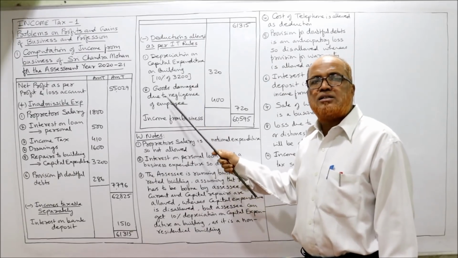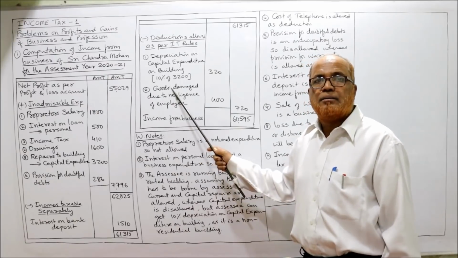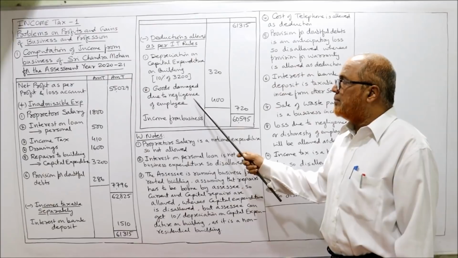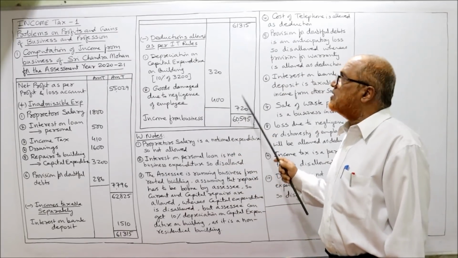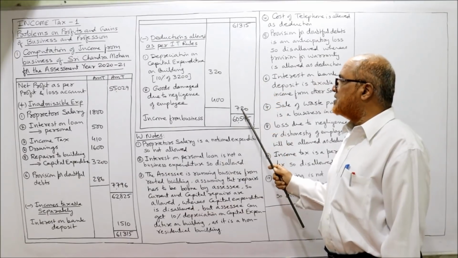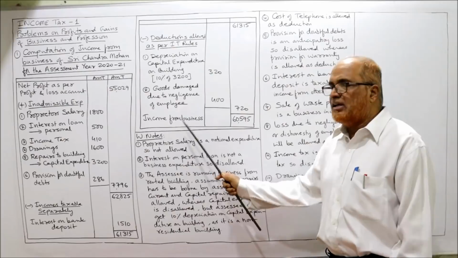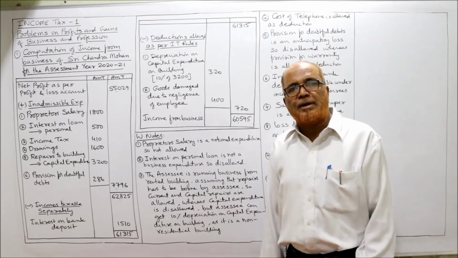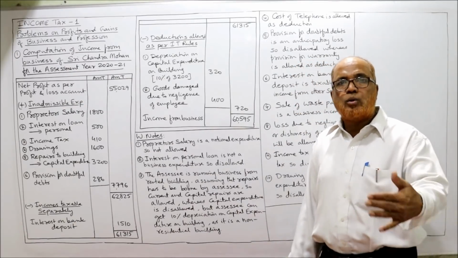So these two expenditures are not debited to profit and loss account. Now we are deducting because it is allowed as per IT rules. So goods damaged due to negligence of employee 400. Take the total 720. Subtract 720. 61,315 minus 720, 60,595. 60,595 is income from business according to Income Tax Act. That's it. In working note, it is better to give the explanation.